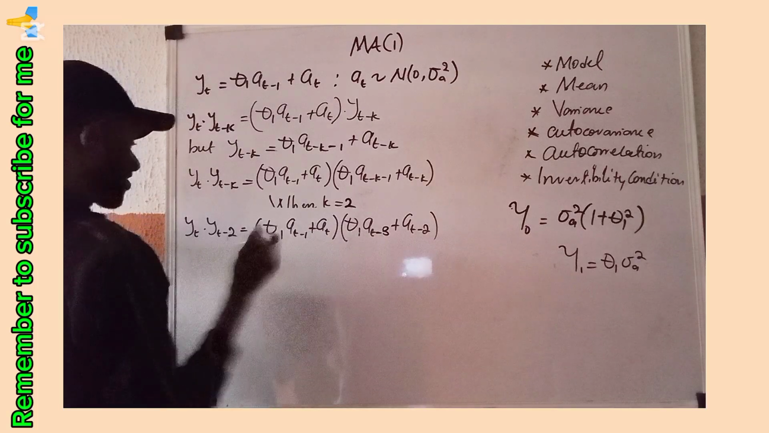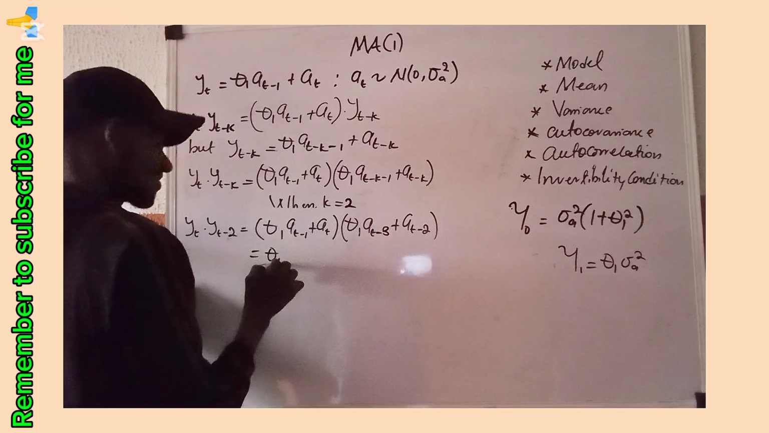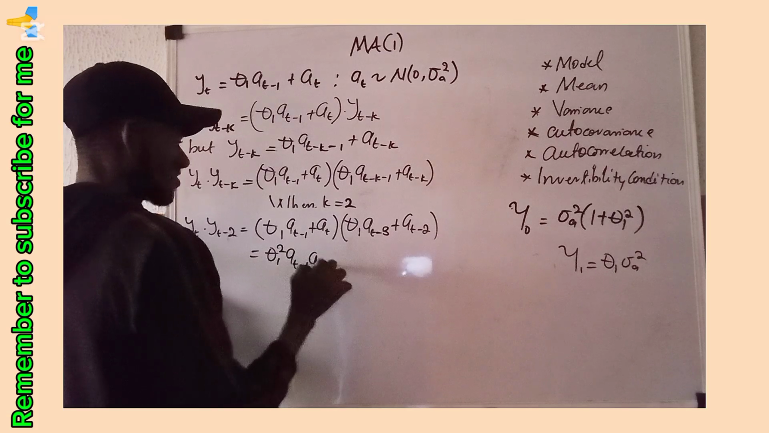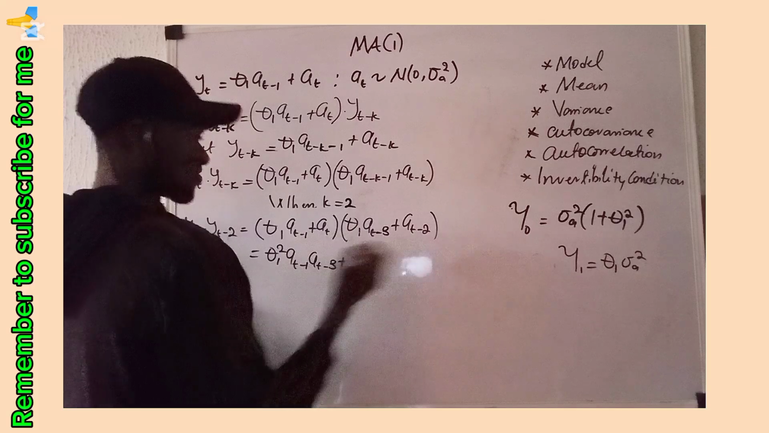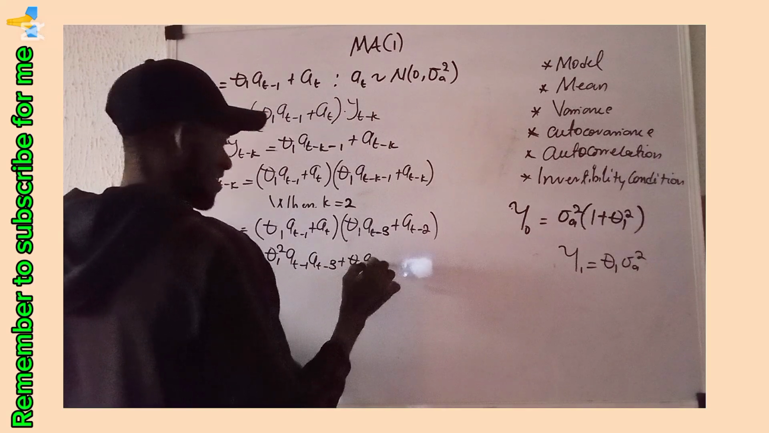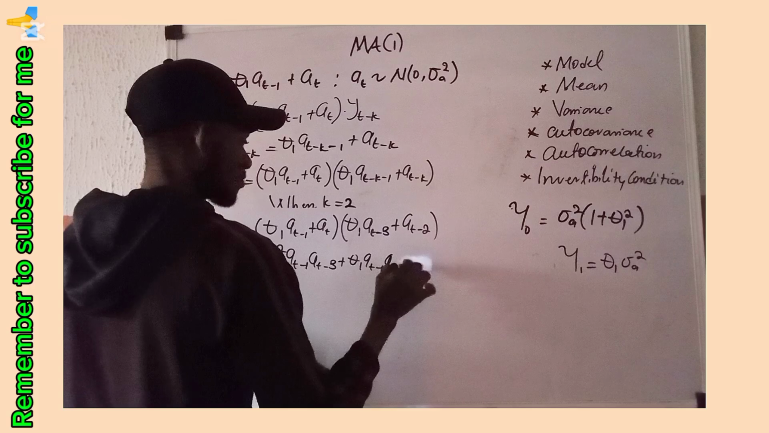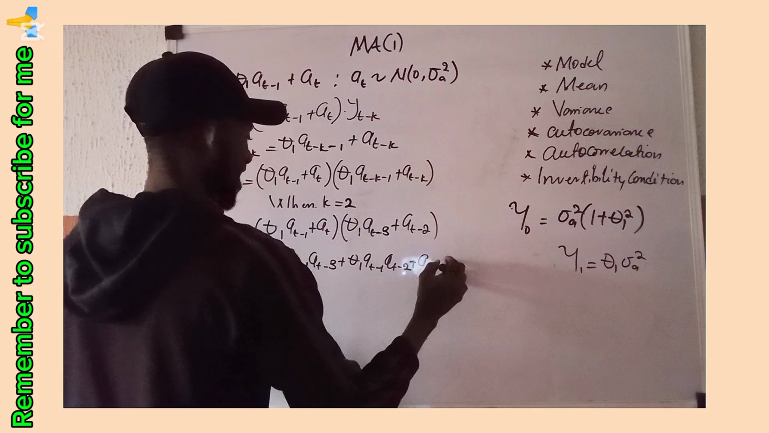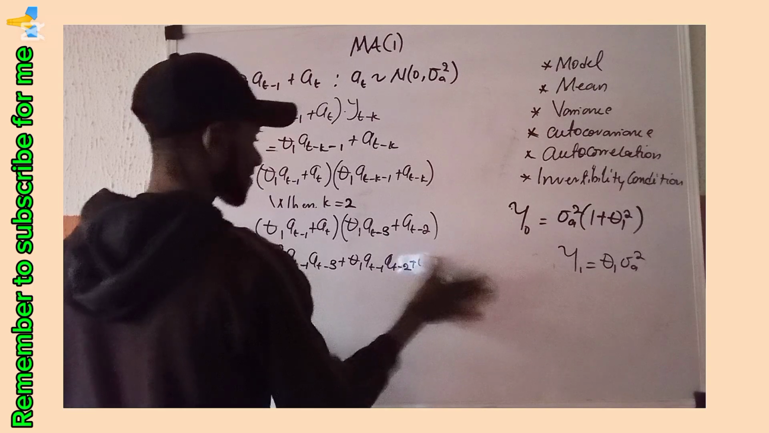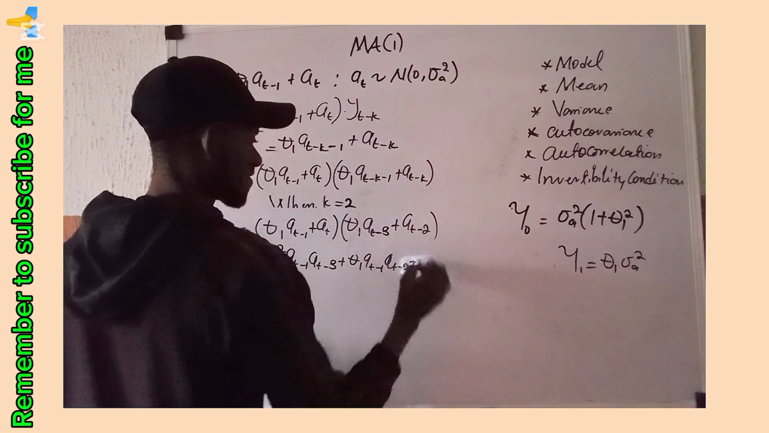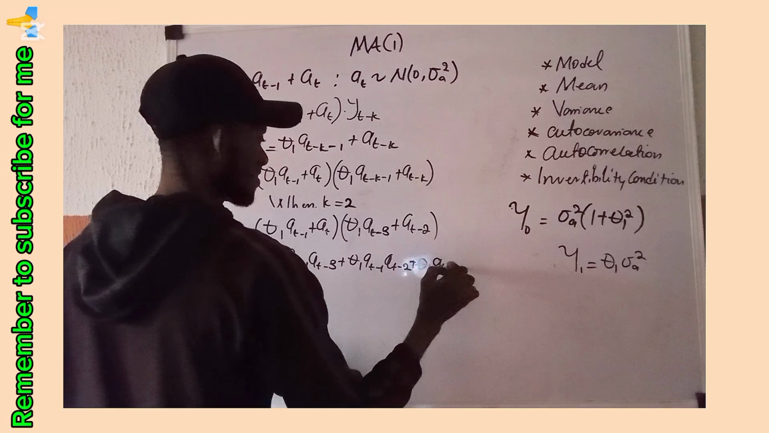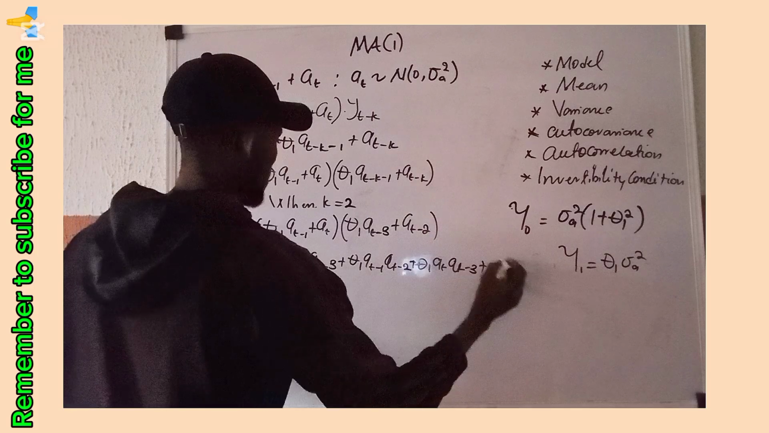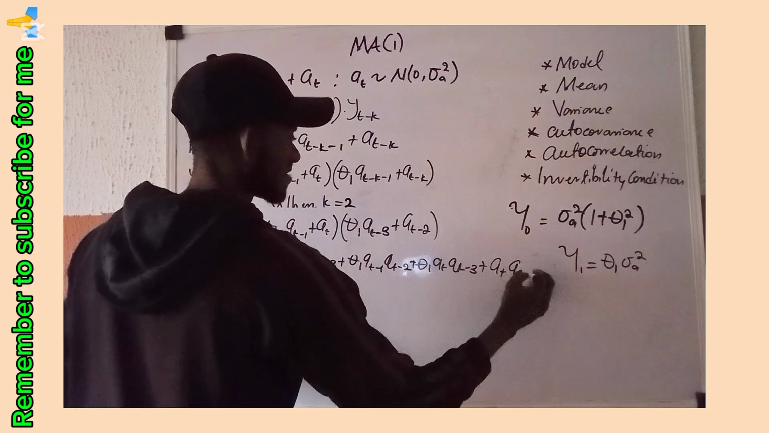When we are opening the bracket, this goes to this, and what we are going to have becomes theta 1 all squared, a of t minus 1, a of t minus 3, plus this to this will give us theta 1 a of t minus 1, a of t minus 2, plus this to this will give us a of t, and then, when this goes to this, we have theta 1 a of t and a of t minus 3, plus this will go to this, we have a of t and a of t minus 2.